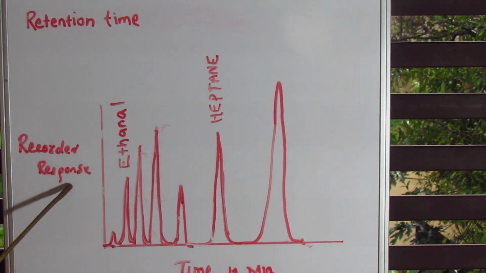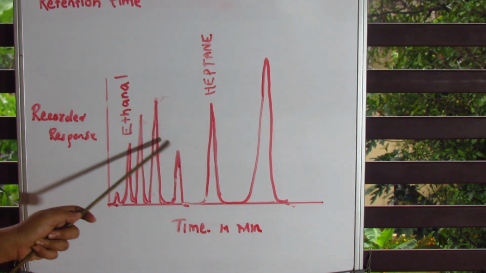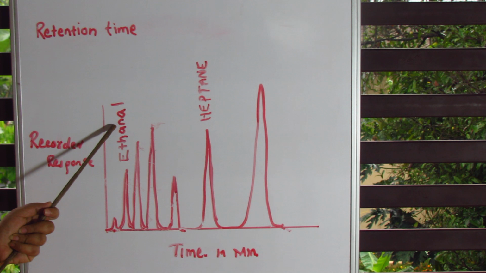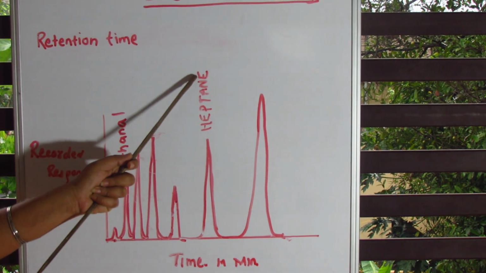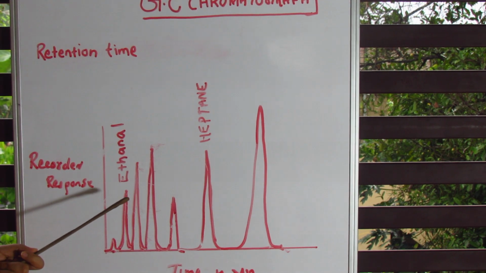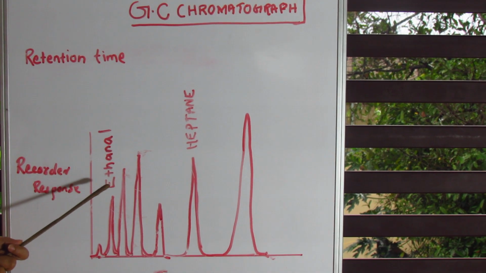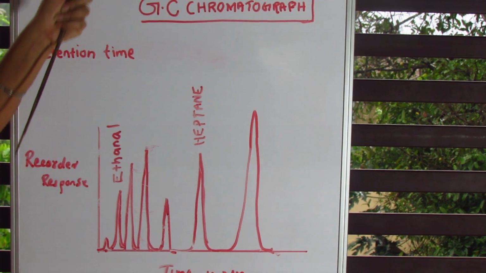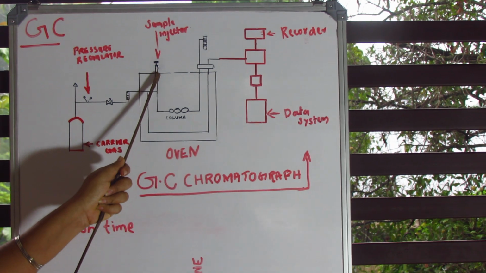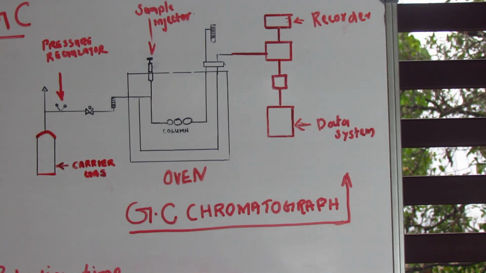Here it is a gas chromatogram of a mixture of 6 different components. So the recorder response is plotted against time. We can get the different peaks for different components. Here the first peak is for the ethanol compound and this peak is for heptane. In this way we can obtain the GC chromatogram of different components. Here the important characteristic property is the retention time, the time taken by the component to travel between the sample injector and the detector. That is an important characteristic here.